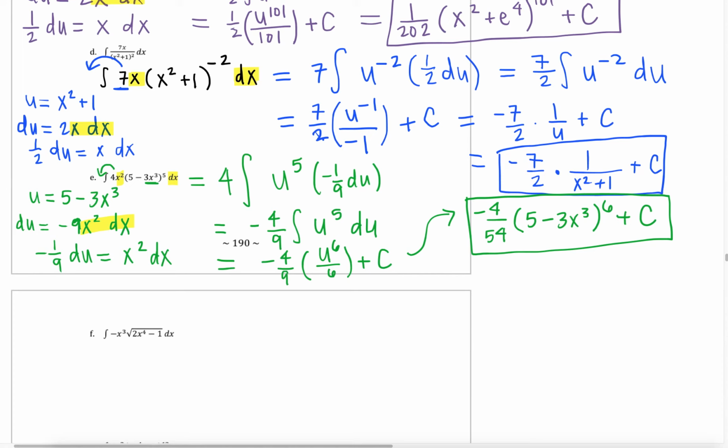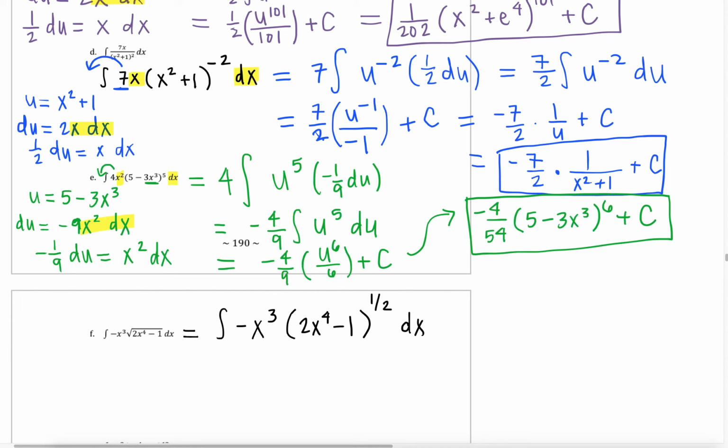So here we have the integral of negative x to the 3rd times the square root of 2x to the 4th minus 1 dx. Well, this one looks a little bit different because we have a square root. But we've known from our basic integrals that anytime I have a square root, I'm going to rewrite it as an exponent. So instead of the square root, we'll get negative x cubed times 2x to the 4th minus 1 to the 1/2 power. And then we'll also have that dx.